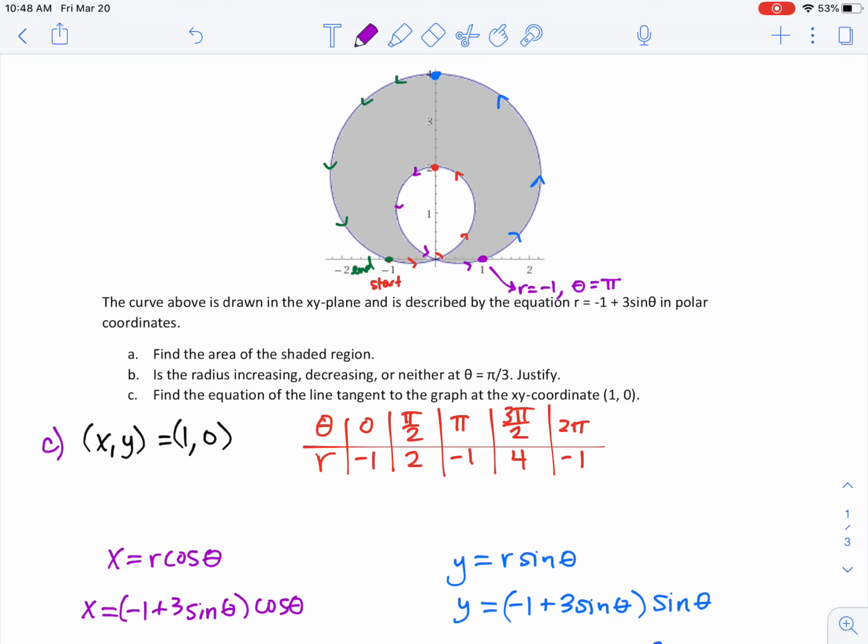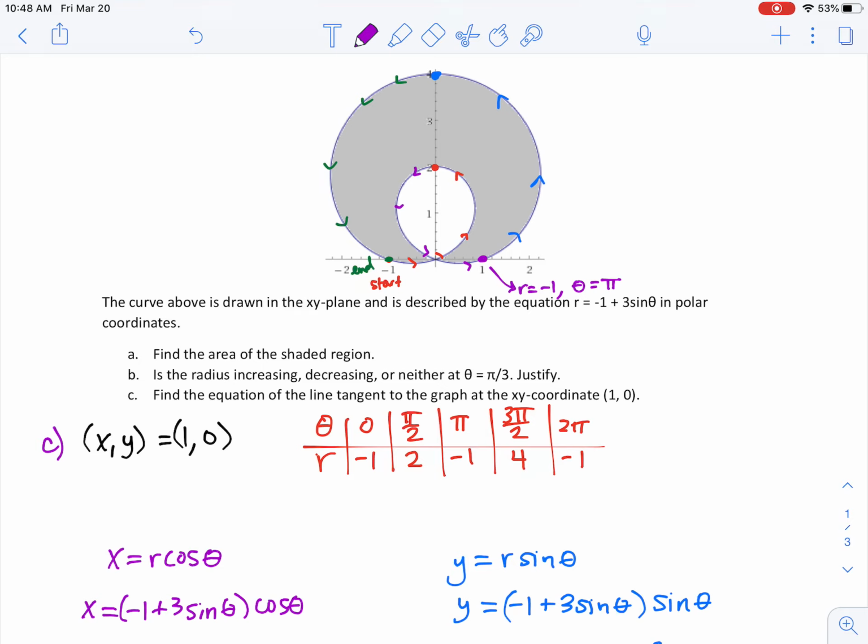All right, a question came up about part C from the Polar in class, problem number 1. So find the equation of the line tangent to the graph at the xy coordinate (1, 0). That means that we already have the point on the tangent line. All we really need to find is the slope.